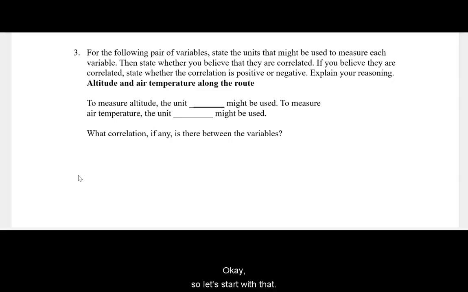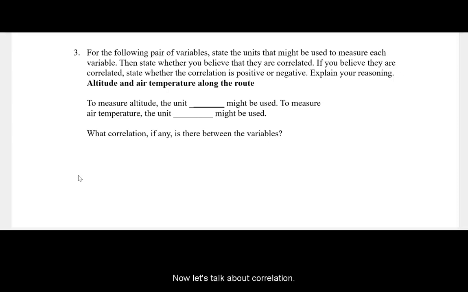Altitude. Okay, so let's start with that. If you measure altitude, most likely the unit is feet. We would probably use altitude in terms of feet. So I'm so many thousands of feet in altitude above sea level. So I would say feet might be used. And then to measure air temperature, that depends. It could be degrees Celsius or degrees Fahrenheit. It just depends. But either one of those could be used, Fahrenheit or Celsius.